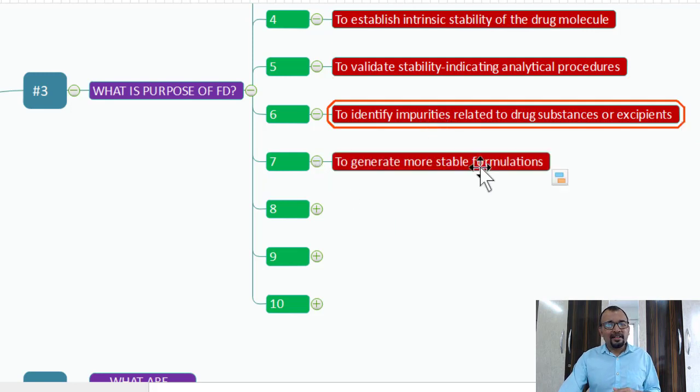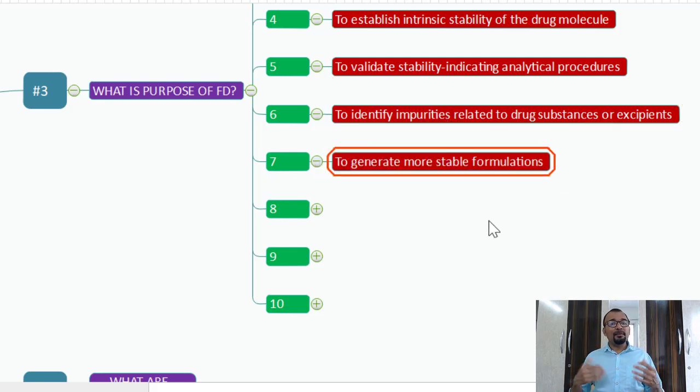The next one is to generate more stable formulations. See, what is the purpose of your product development? You want to have the best, a stable formulation possible. And what is the meaning of a stable formulation? One where there is less degradation possible. And how are you going to understand in which condition the degradation is more and in which condition it is less? It is with the help of forced degradation. So forced degradation is going to help you identify those conditions under which your product is more stable as compared to other conditions.